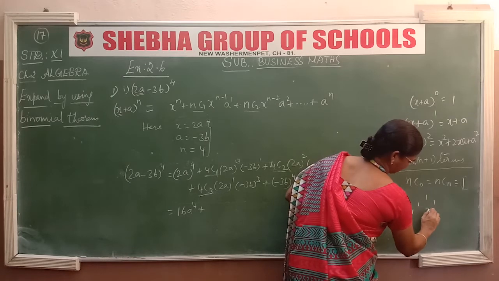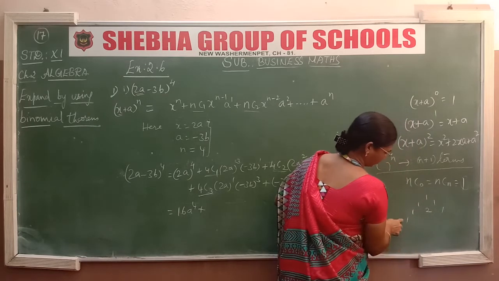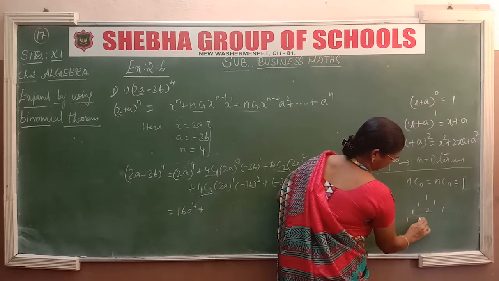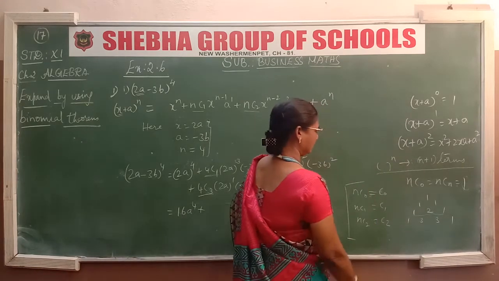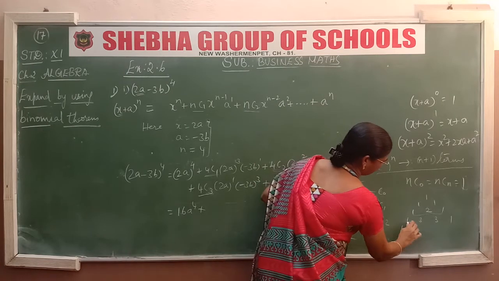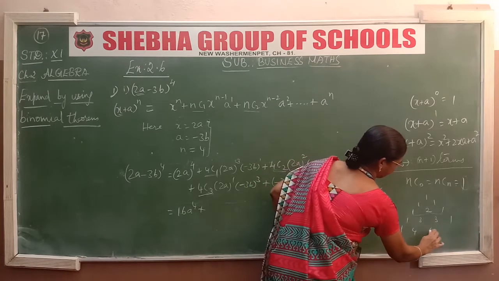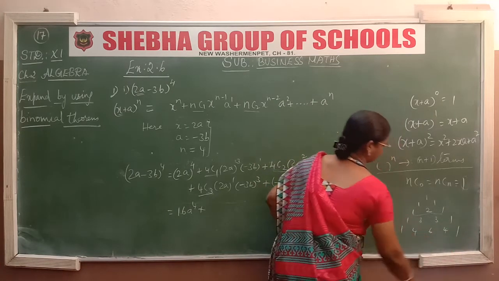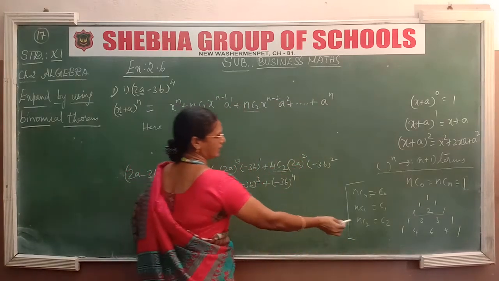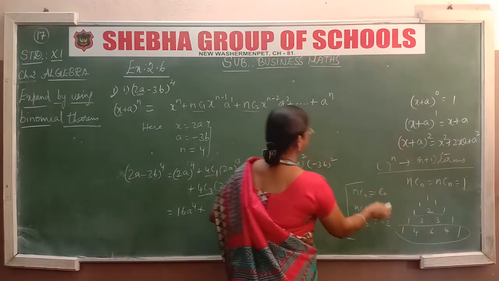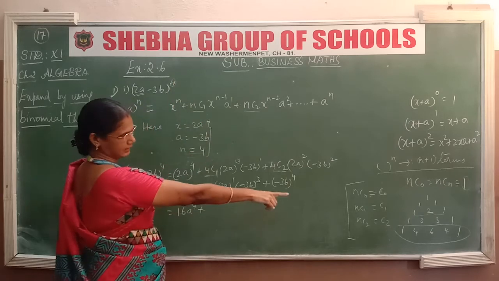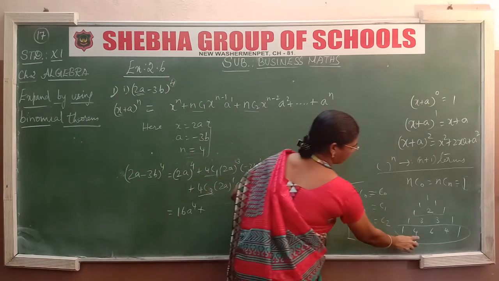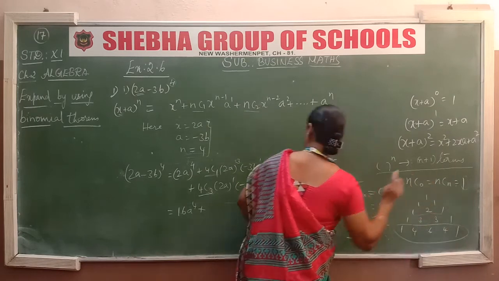Here, adding these two gives 2, first 1; adding these two gives 3, adding these two gives 3. Here also we are having 1. Similarly 1, 4, 6, 4, 1. So this is for n equal to 4. Here also n equal to 4, isn't it? So using the coefficients 1, 4, 6, 4, 1.